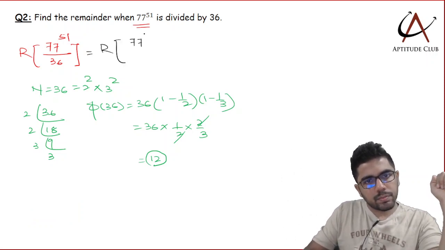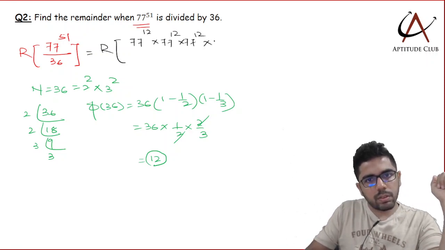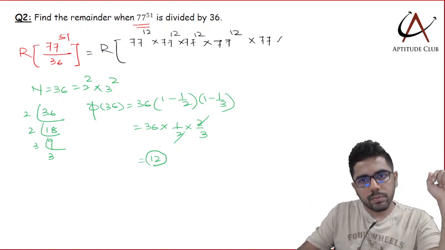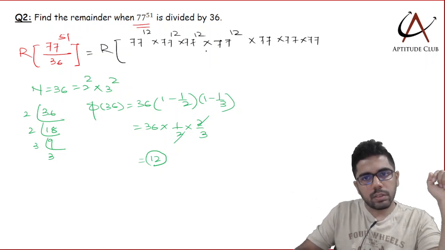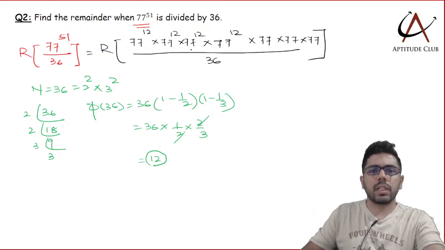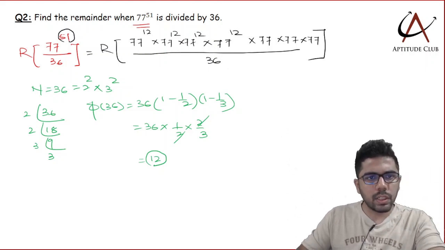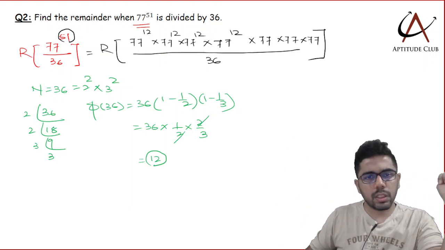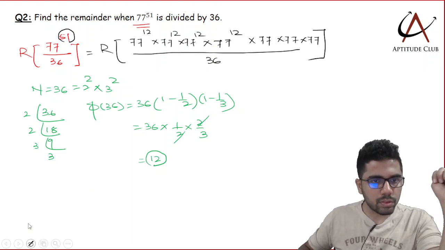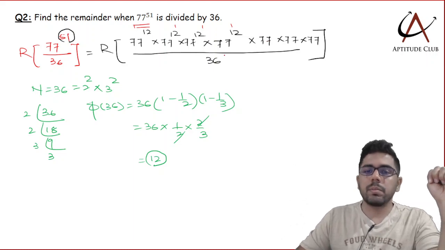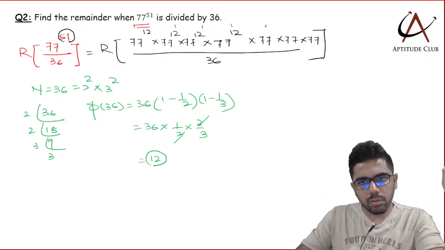77 to the power 12, 77 to the power 12, 77 to the power 12, 77 to the power 12. That makes 48, into 77 into 77 into 77, that makes 51. This divided by 36. I am writing this just to explain to you, but you also know that since 12 has remainder 1, the remainder will be 1 up to 48, so you can ignore it, and just 77 to the power 3 remains. So in all these cases the remainder is 1. So 1, 1, 1, 1, and 77 divided by 36, the remainder is 5.